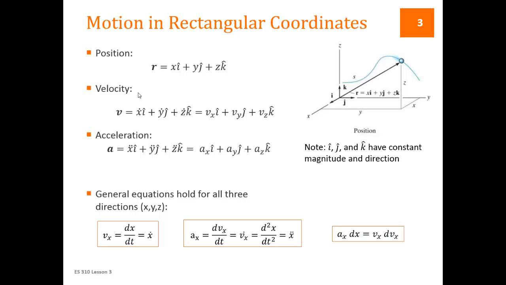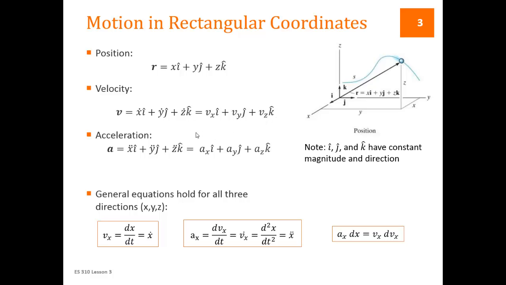The velocity then is the time derivative of r. Since i hat, j hat, and k hat are unit vectors, they have a fixed direction and they have a fixed length, which means the derivative of them is 0. So to take the time derivative of r, we just get the time derivative of the x part, i hat, time derivative of the y part, j hat, time derivative of the z part, k hat. And we can also write this as the x part of the velocity, the y part of the velocity, the z part of the velocity.